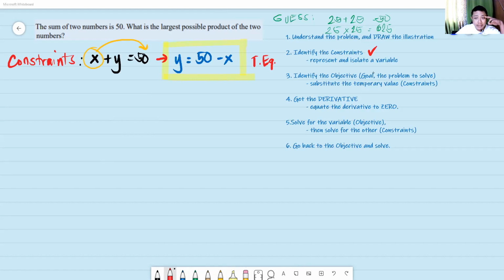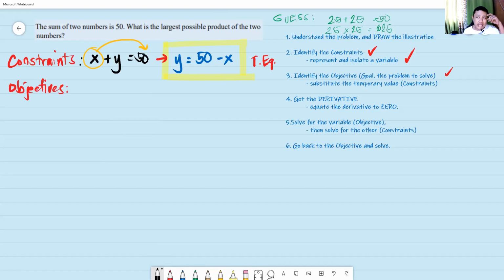Next step, identify the objectives. What's the objective? Is it the sum or the product? The product, because that's what you are solving. So therefore, let's just label it here para lang maliwanag. Objective will be equal to the product. So therefore, the product is x and y.